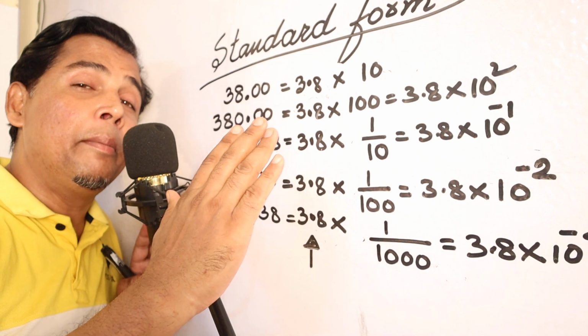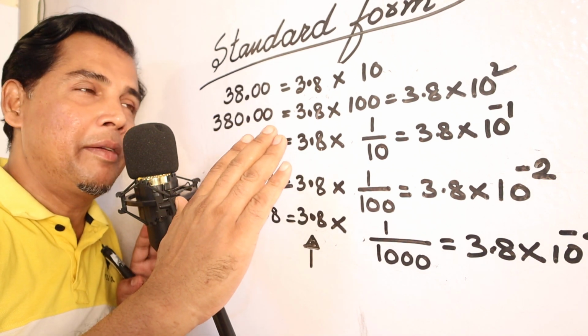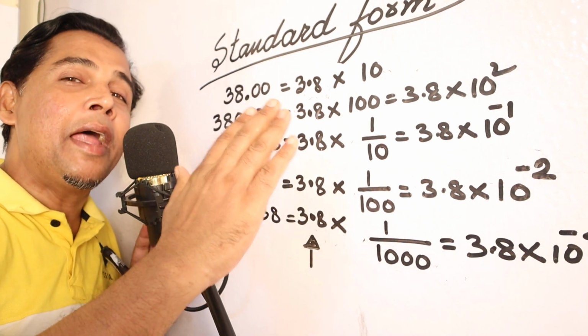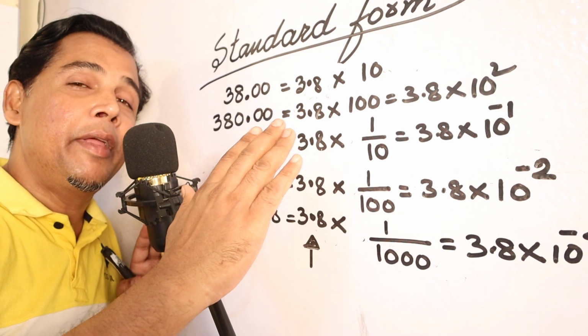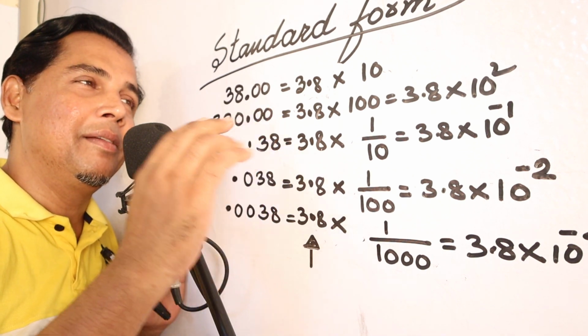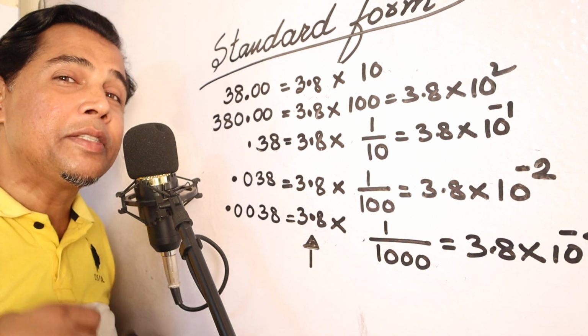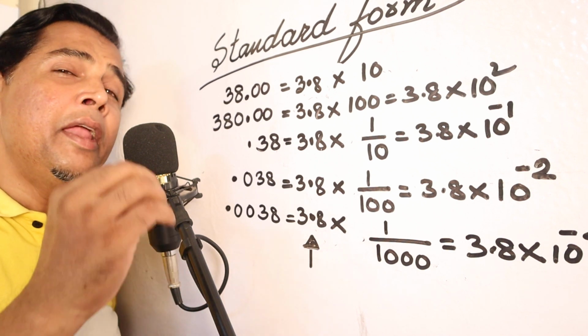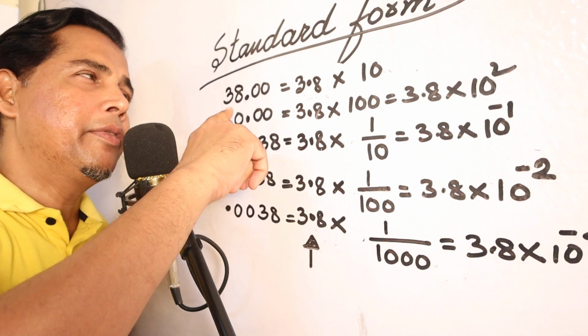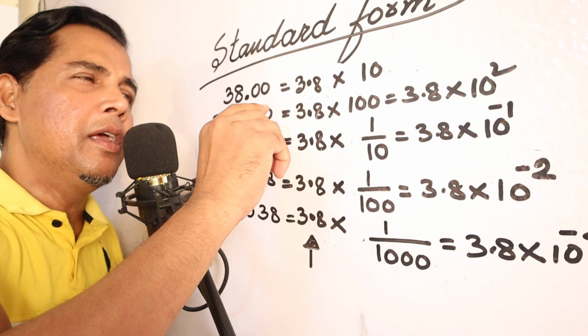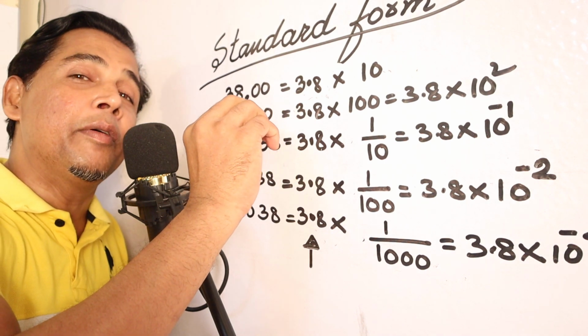Today I'm here to explain standard form, which is for writing big or small numbers in a calculator. Standard form was created by mathematicians. Any number can be written in standard form, but 3.8 has been taken for your understanding.